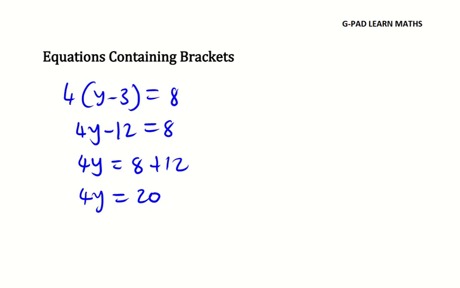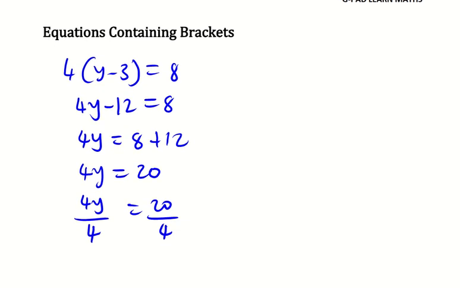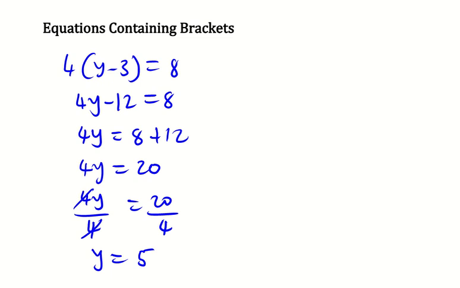Now, after you have moved the letters to one side and the numbers to the other side, then you will solve the equations as usual. In this case, I'm going to divide both sides by 4. So that will be 4y over 4 is equal to 20 over 4. 4 cancels 4, y is equal to, what's 20 divided by 4? That's 5.